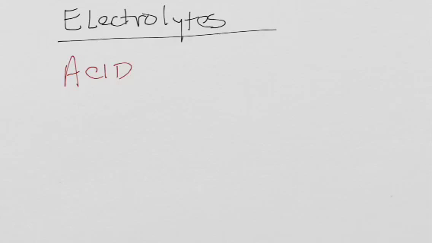An acid is any substance that is going to release positive hydrogen ions. It's going to have hydrogen ions in its formula. So it has hydrogen, H plus, ions.